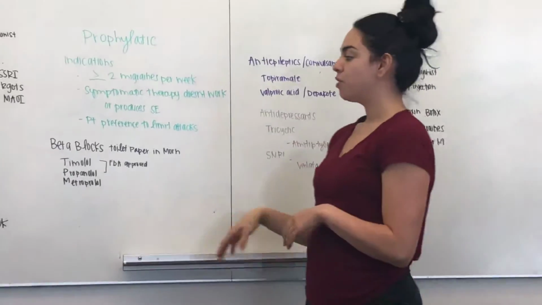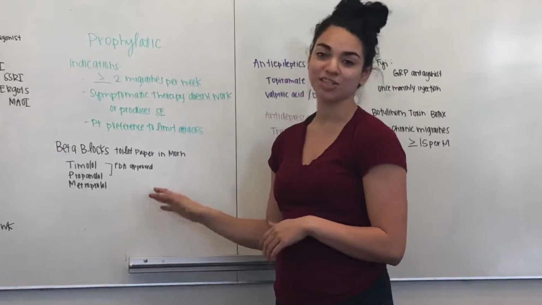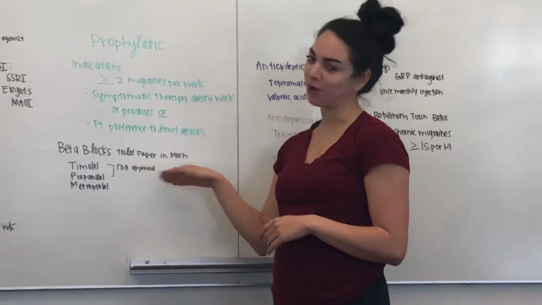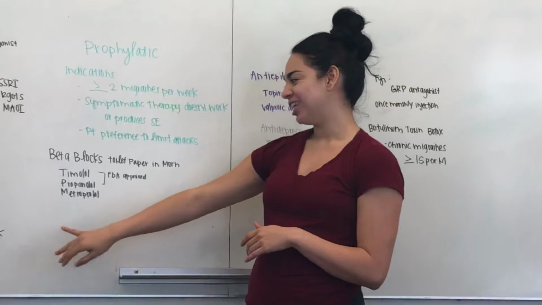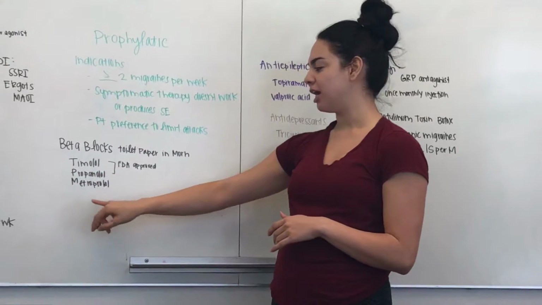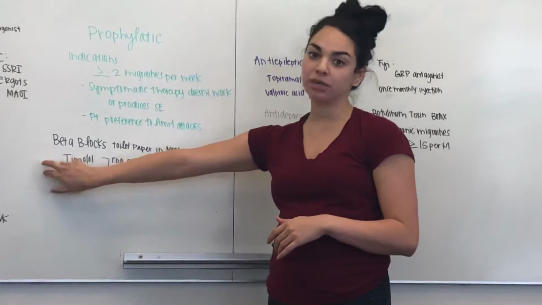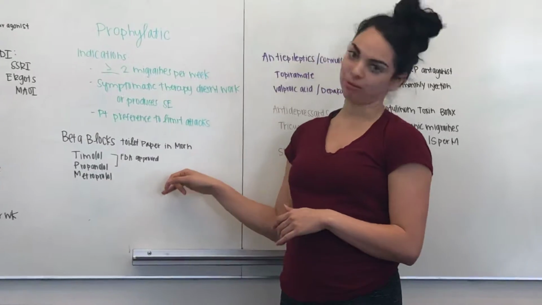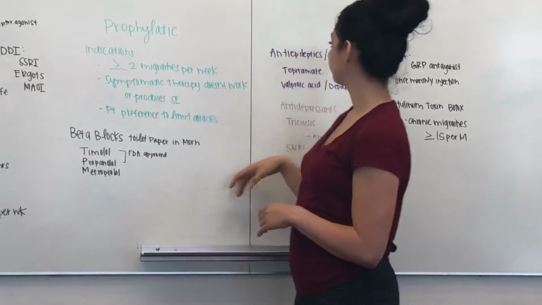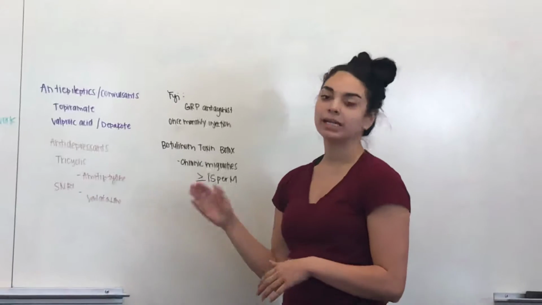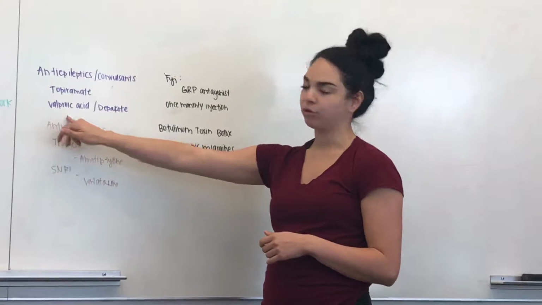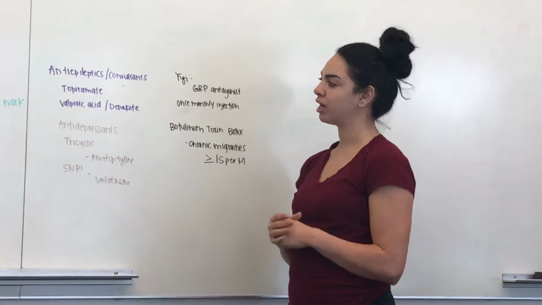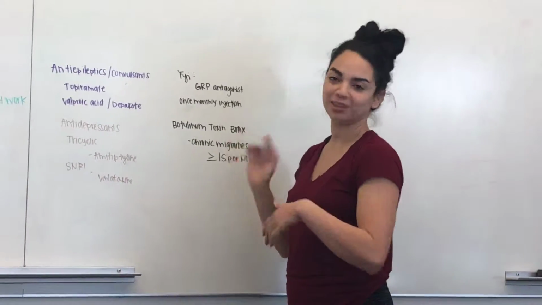To go over beta blockers, a way to remember this, again, thanks to Shannon: we have toilet paper in the morning. TPM. So timolol, propranolol, and metoprolol. The first two, just remember that those are FDA approved for migraine treatment. Now moving over to our anticonvulsants or antiepileptics, we have topiramate and then valproic acid. Just remember they're kind of like at the end of the alphabet.